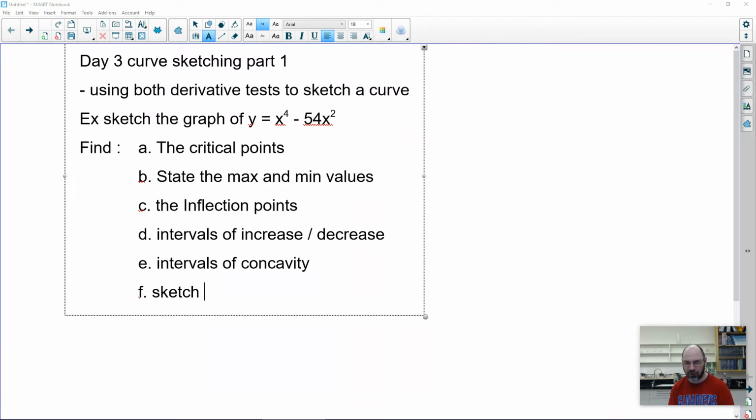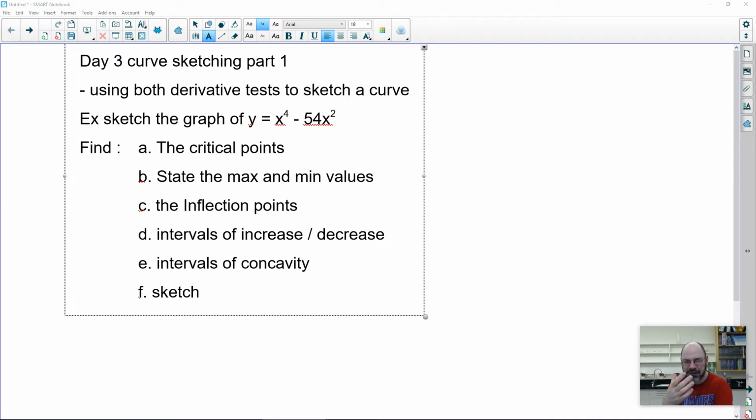So basically all we're doing is we're going to use both derivative tests to help sketch a curve without using any technology, just doing it by hand. The first one I'm going to do is actually kind of a complex one. It's an even function, so you know that it's going to open upwards like this, from your pre-cal 30 stuff.